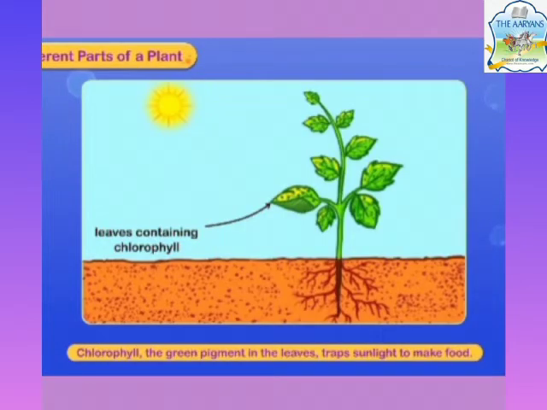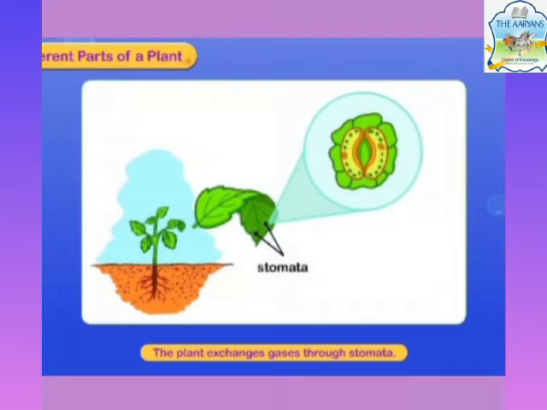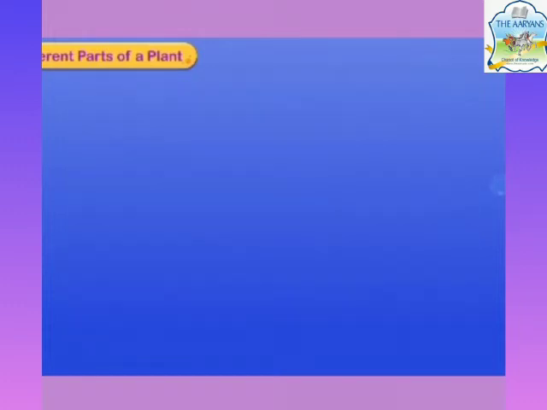Leaves contain chlorophyll, the green pigment that is known as chlorophyll. It traps sunlight to make the food. And the plant exchanges gases through stomata. They absorb carbon dioxide and release oxygen through stomata.